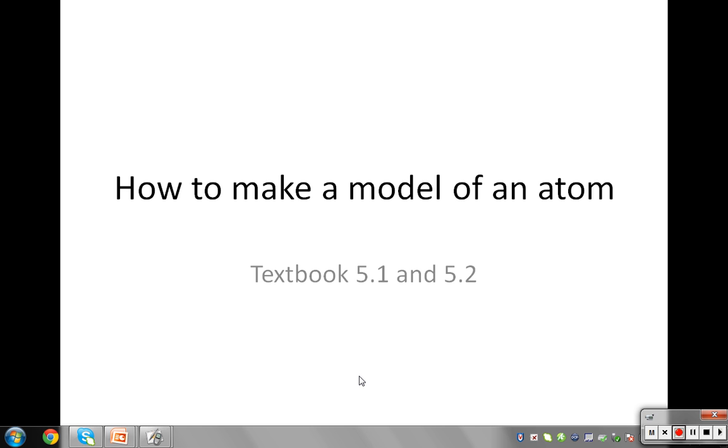These are notes on atomic models, or how to make a model of the atom, and it's in your textbook in chapters 5.1 and 5.2. 5.1, you'll notice, is a recap of the development of the model of the atom. It builds on chapter 4 and all the stuff in there.